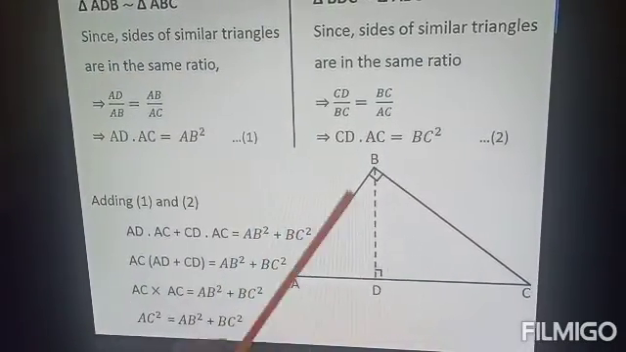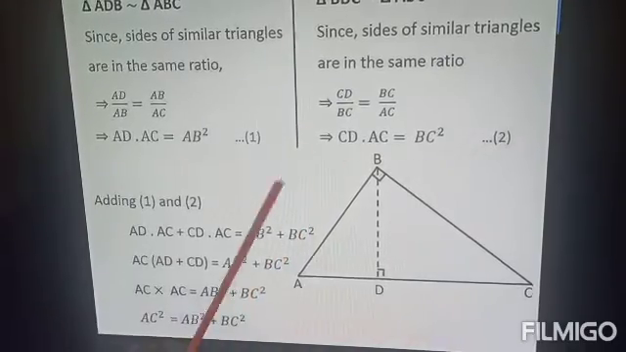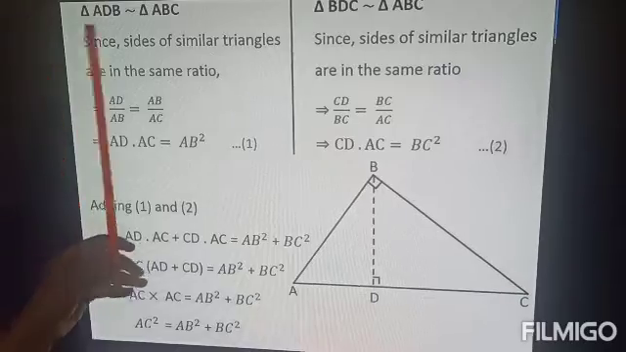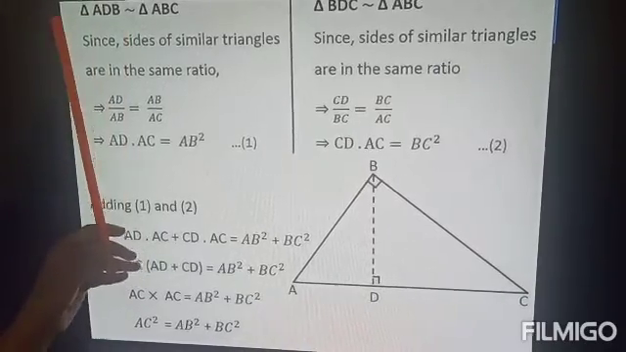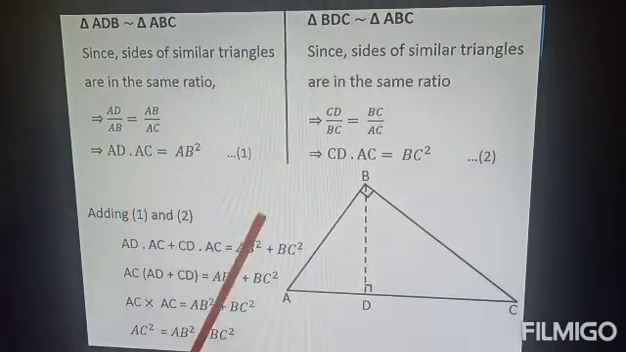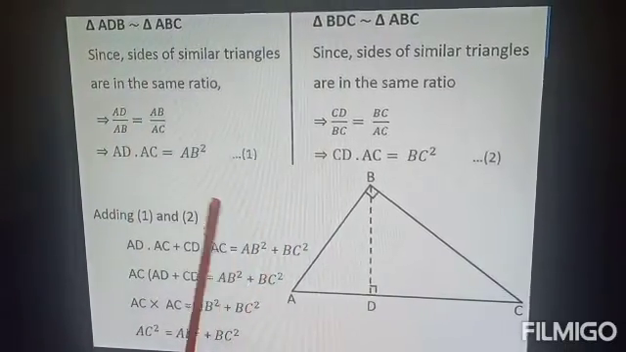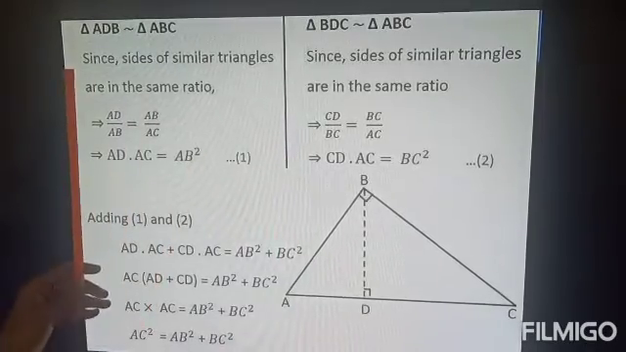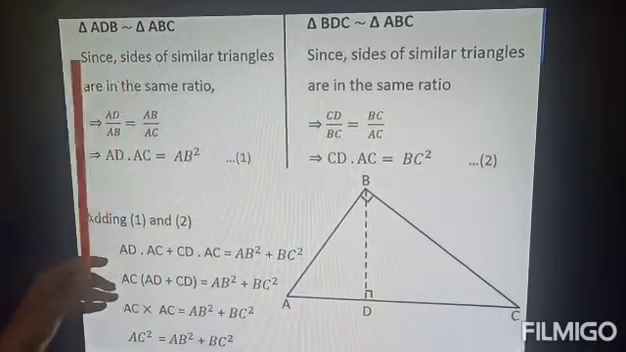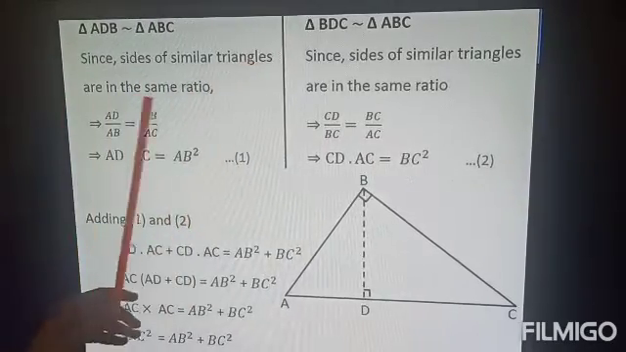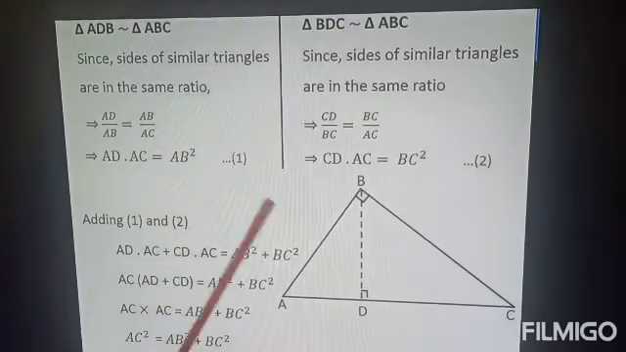Take ADB with the given triangle ABC. Both are also right angle triangles. Both we have to take once and show those 2 are similar triangles. Those 2 are similar triangles, that is what we have to prove. Okay. Since sides of the similar triangles are in the same ratio.